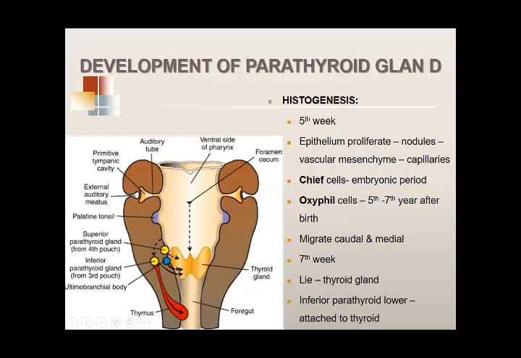However, as the thymus is also migrating medially, this inferior parathyroid also moves in a medial direction and comes to lie behind the inferior part, in the lower half of the developing thyroid gland. So the two parathyroids: the fourth pouch develops into the superior parathyroid and the third develops into the inferior parathyroid. I hope this is clear. So far, do you have any questions? Okay, fine. So you don't have any questions.